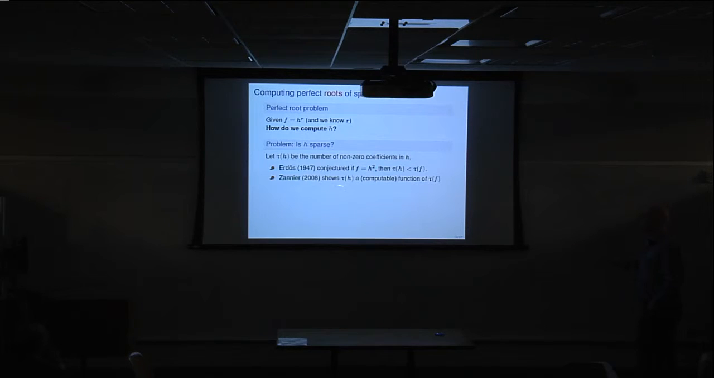It actually stayed open until 2008, and it's closed in the sense that Zannier showed in 2008 that tau of h is a computable function of tau of f. That means the number of terms in H is a computable function of the number of terms in f. Why does this solve it?